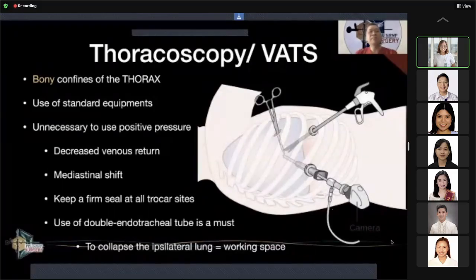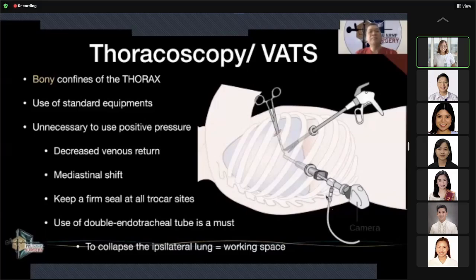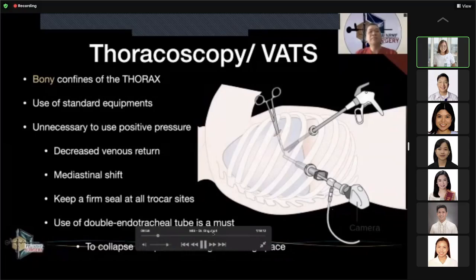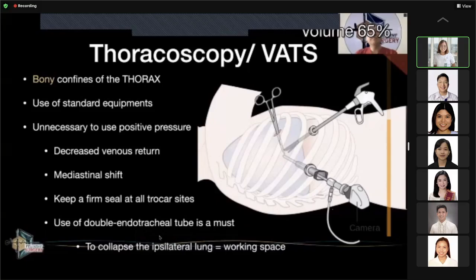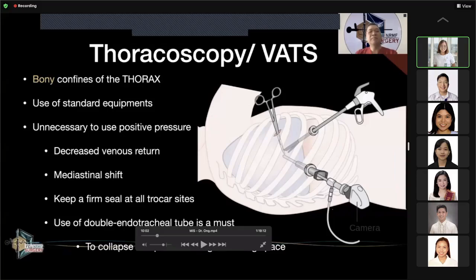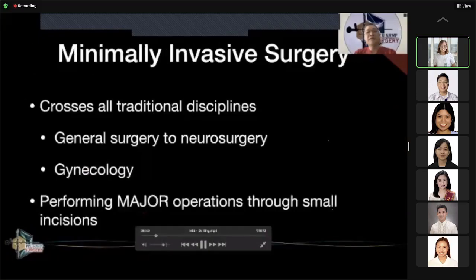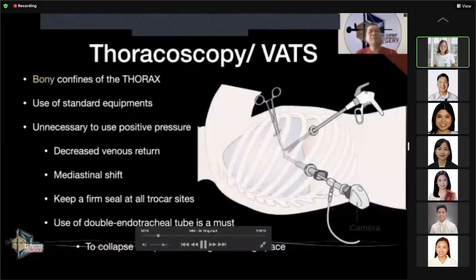space because that space is fixed. So what you do is you collapse the lungs. No? So you use double lumen endotracheal tube to collapse the lungs that you need to operate, and the surgery is surgery in the rib cage.